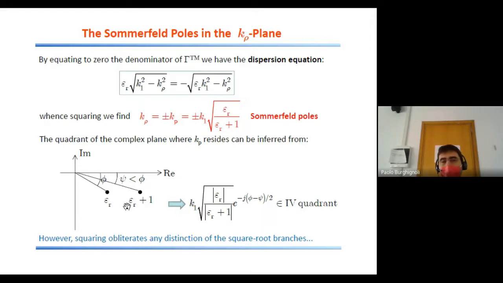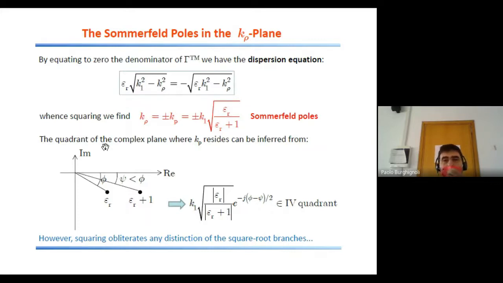Why in the fourth quadrant? Well, because we will assume to deal with some lossy passive medium for which the imaginary part will be less than zero, okay? So epsilon r will be somewhere there, and therefore we can define this angle phi with respect to the positive real axis. Now, if you shift epsilon r by one to the right, you will reach the point epsilon r plus one, and this defines an angle psi, which is of course less than phi by the geometry, okay?